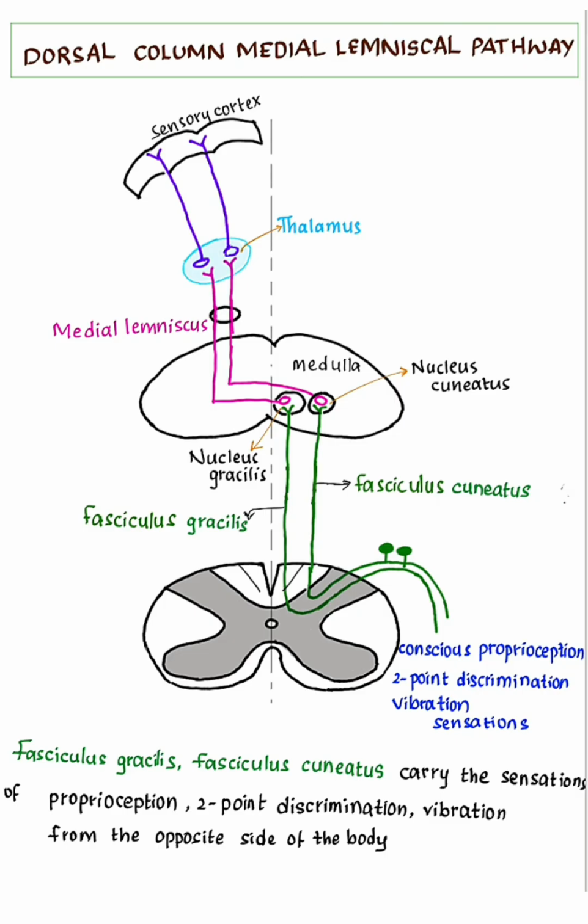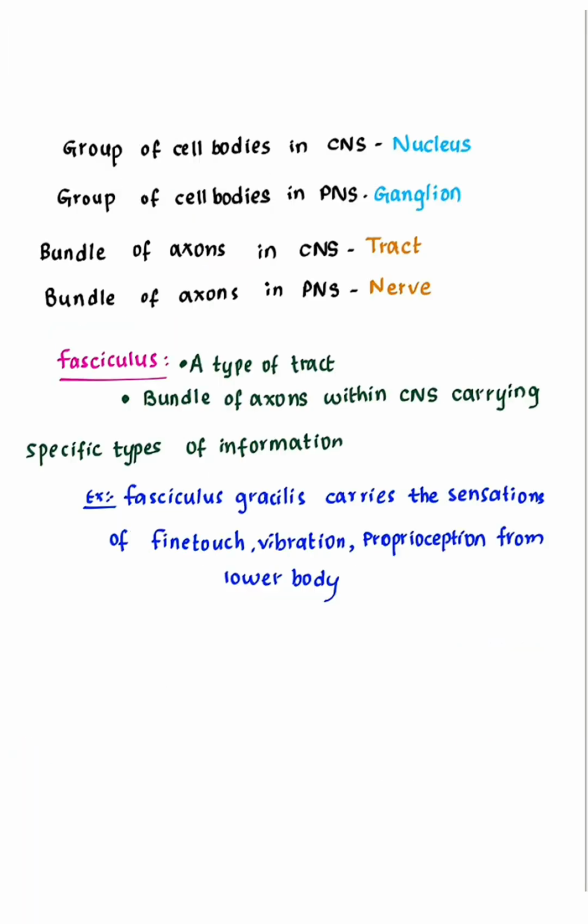Before starting this, let's see in brief a few terminologies. A group of cell bodies within the central nervous system is called a nucleus. A group of cell bodies in the peripheral nervous system is called a ganglion. A bundle of axons in the central nervous system is called a tract. A bundle of axons in the peripheral nervous system is called a nerve. Fasciculus is a type of tract, a bundle of axons within the central nervous system carrying specific types of information.